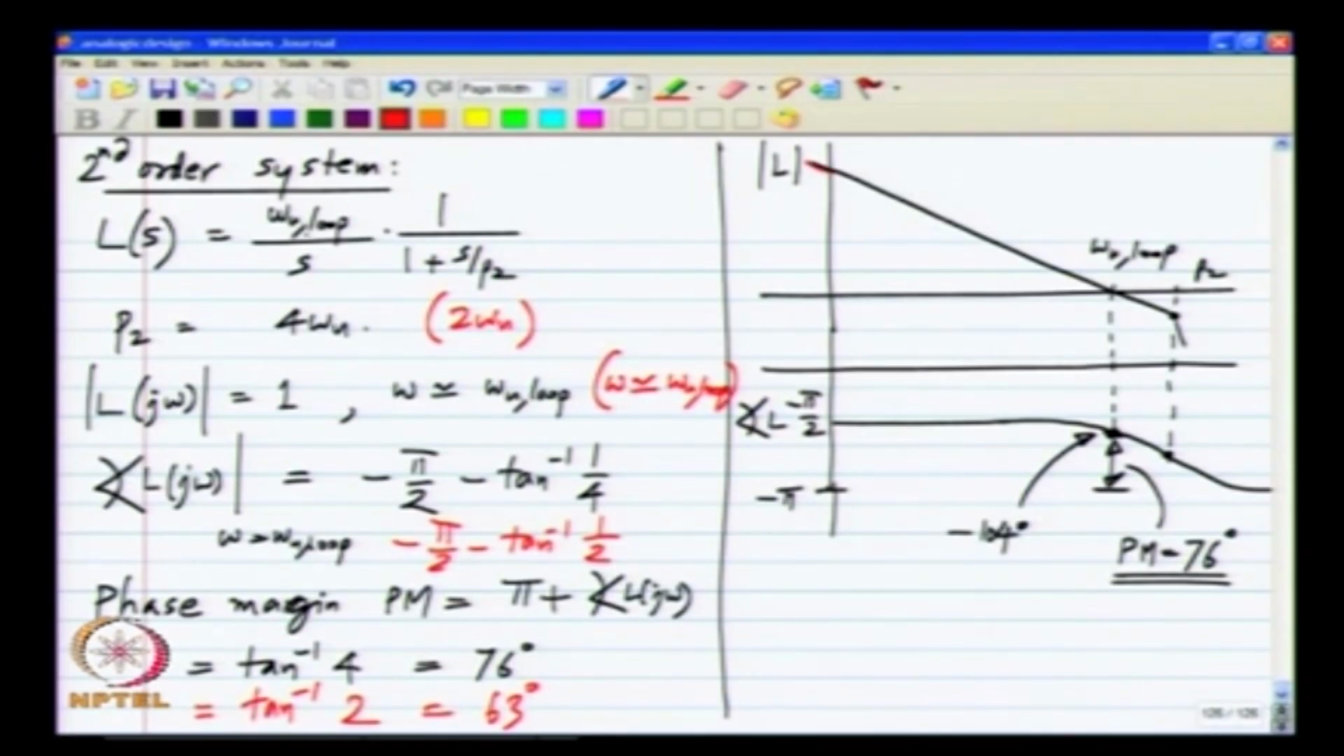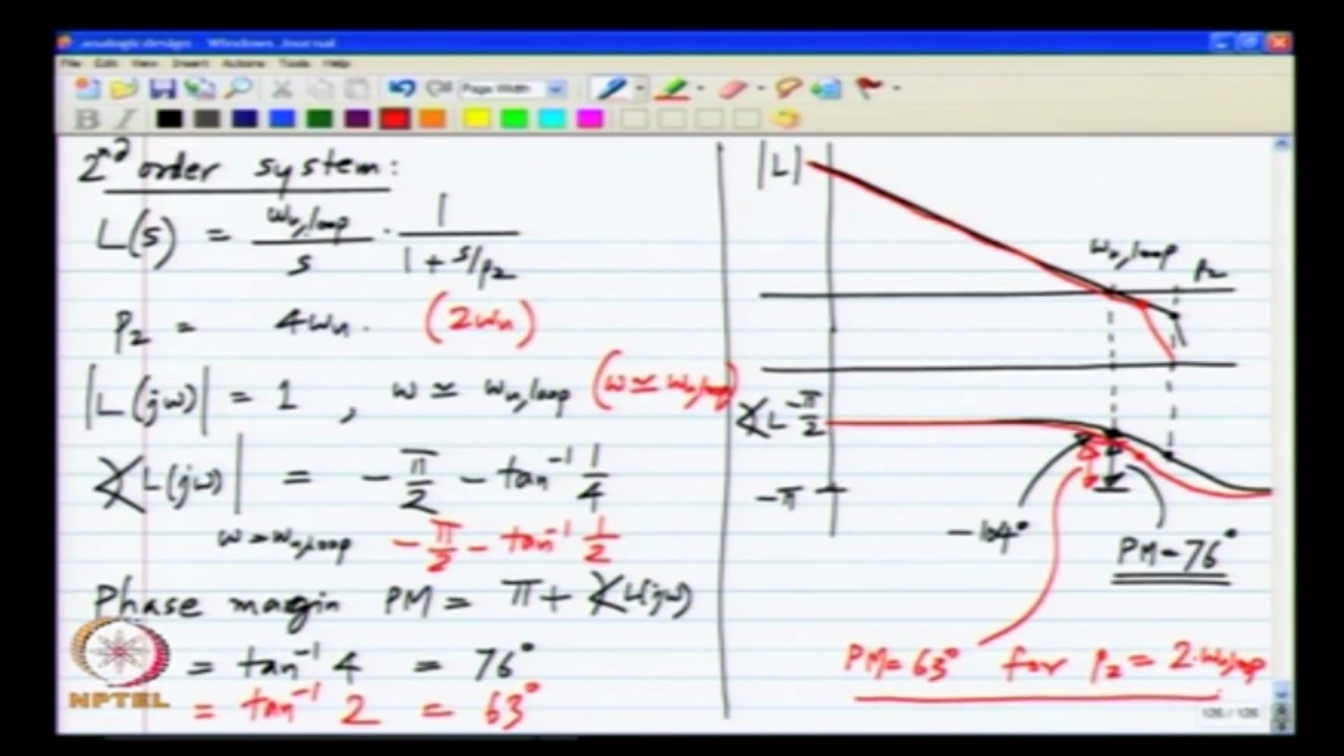So, in this case the loop gain magnitude will look like that, and it starts going down before, because the value of P 2 is only 2 times the unity loop gain frequency, and the phase also starts lagging a little bit before. Okay. And in this case the phase margin is reduced, and the phase margin is only 63 degrees for P 2 being 2 times omega u loop.